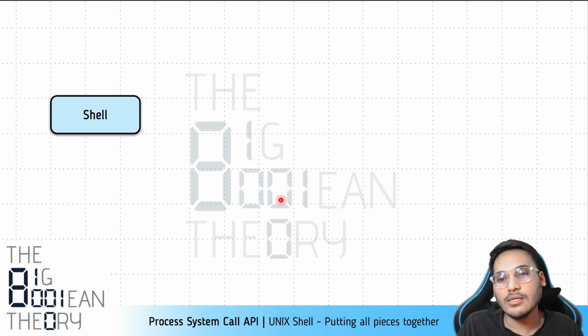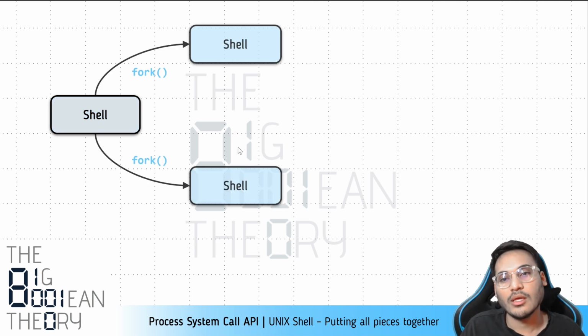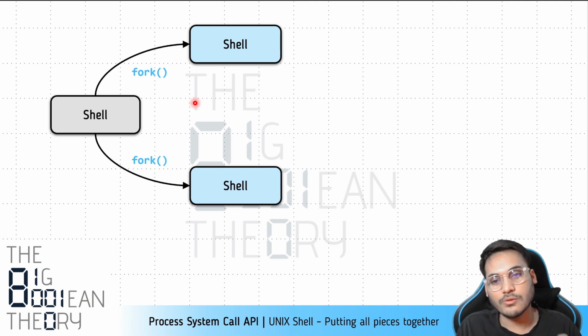So now let's see how the Unix shell works, is built up basically using the four system calls that we talked about. So what happens when you enter a command? When you enter a command, the shell calls the fork system call. And now there are two copies of the shell, right? So let's say this is the parent process, the parent shell.